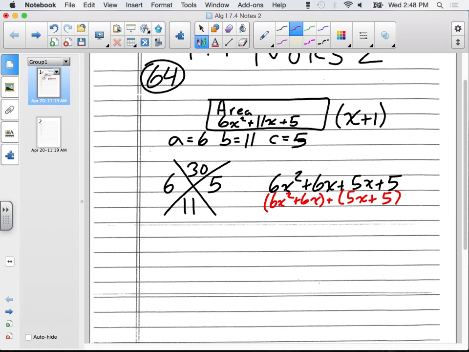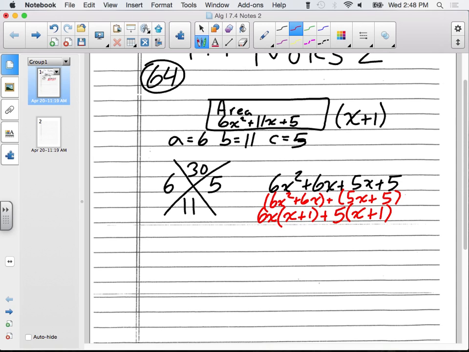And we can just find the GCF of both groups, right? So Michaela, what's the GCF of the first one? 6x, okay? So when we factor that out, what are we left with? X plus 1. X plus 1, that's right. Now we have to move on to the second group. Mara? 5, that's the GCF of the second group. And what are we left with? X plus 1.